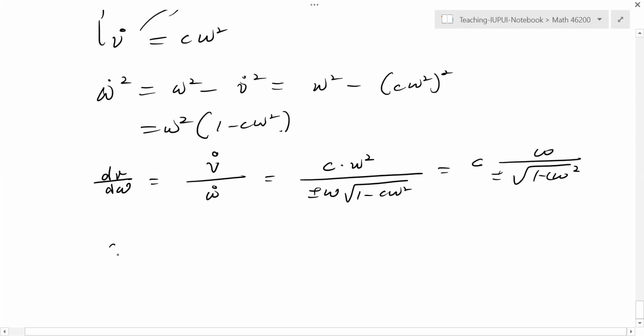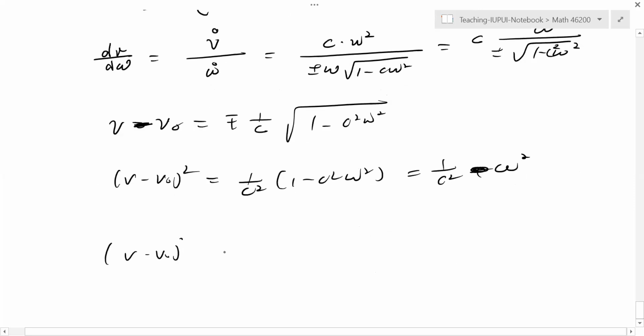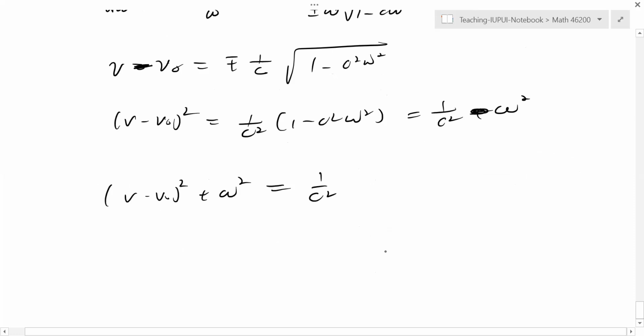Then you integrate, and after you solve it, I think it's minus or plus 1 over C times the square root of 1 minus C squared W squared. What does that tell you? So V minus a constant, squared, is going to be C squared times (1 minus C squared W squared), so it's 1 over C squared minus W squared. So V minus 0 squared plus W squared equals 1 over C squared. It is a circle.